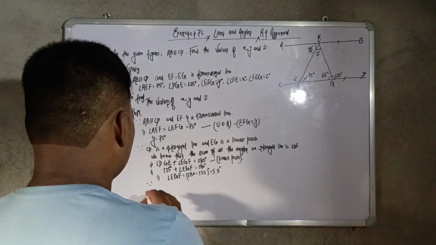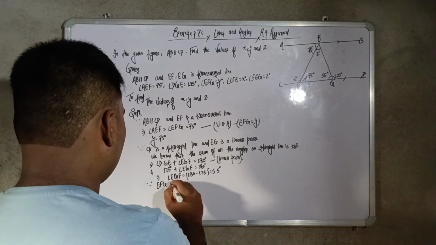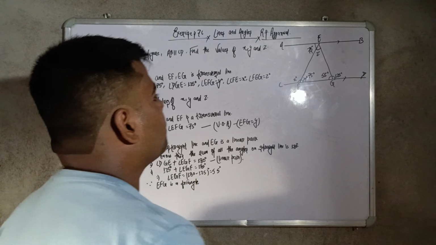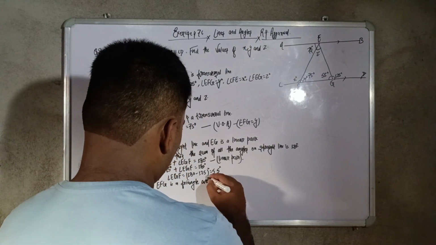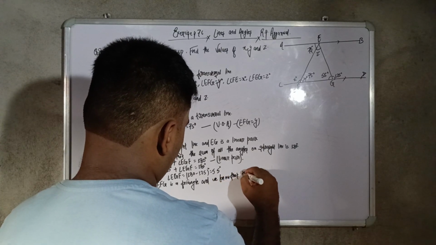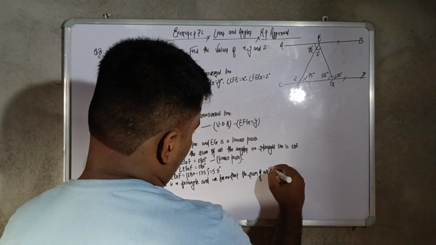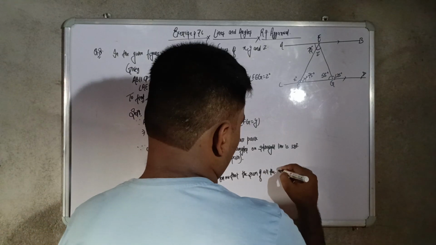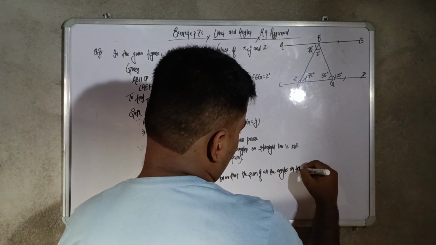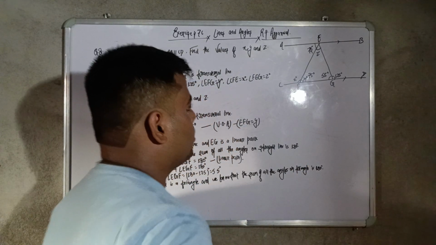Now, since EFG is a triangle, and we know that the sum of all the angles in a triangle is 180 degrees.